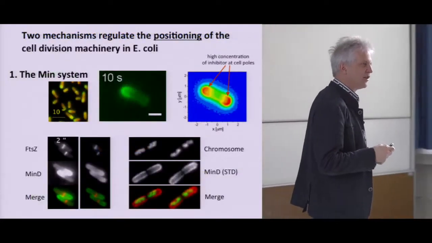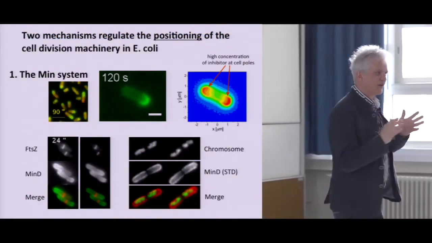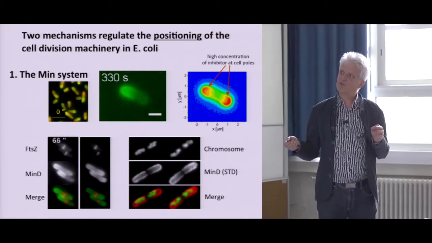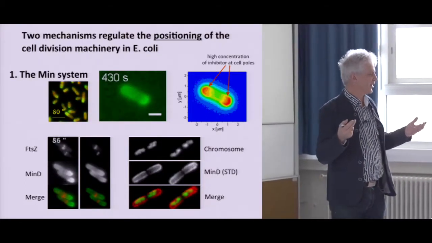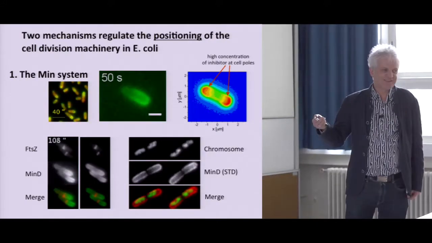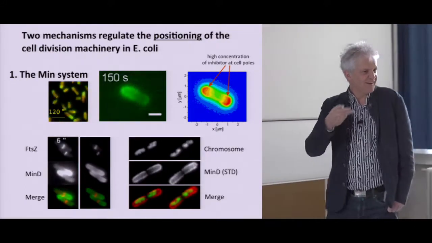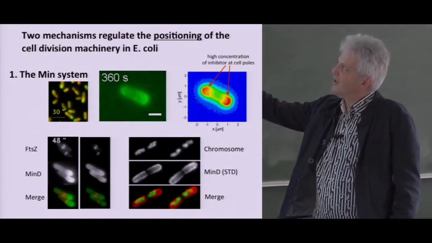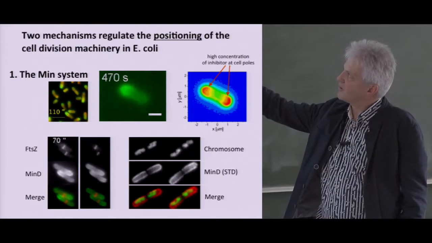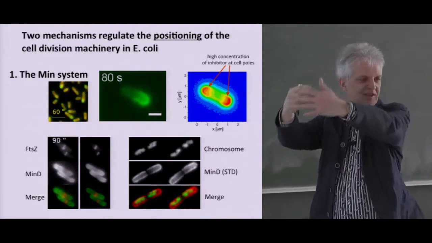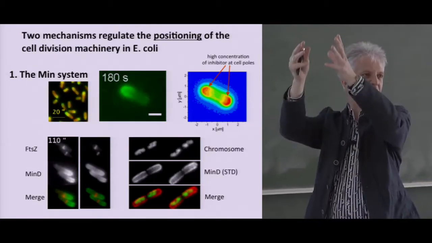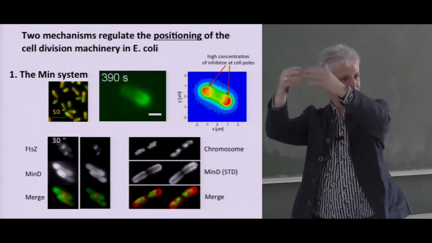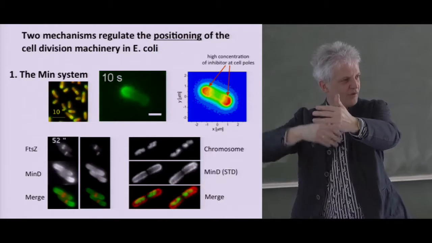The placement is done, as I said, very precisely at mid-cell, and that's regulated by two mechanisms. One is called the Min proteins. I'm a physicist in biology, and I'm amazed by this. This is how nature regulates the centering of the protein machinery at cell center: certain proteins all assemble on one cap, then they all let go, go to the other cap and assemble there, then all let go and come back, and they oscillate back and forth.